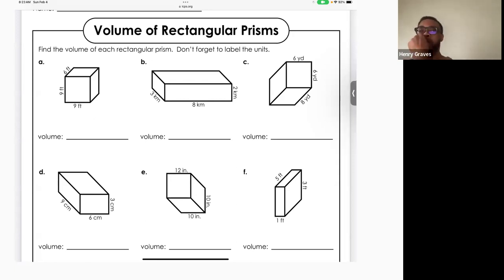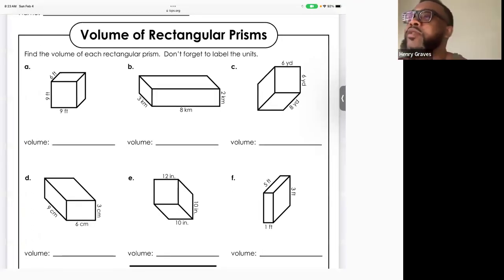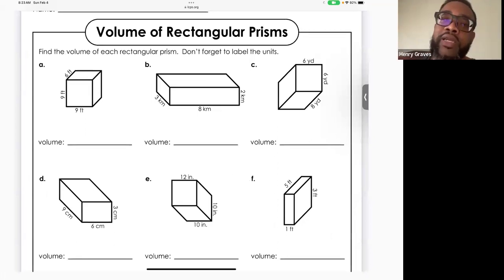So on number one here, you have the volume of a rectangular prism. Now there's multiple ways to do volume, okay? I'm gonna show you the two ways that I know, and everyone's a bit different about this. So I know volume is equal to length times width times height. This is the easiest way you can do volume of a rectangular prism, right?